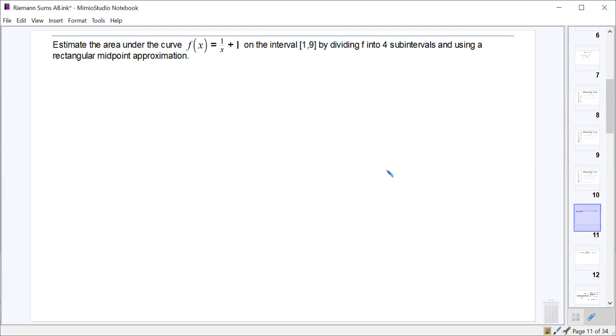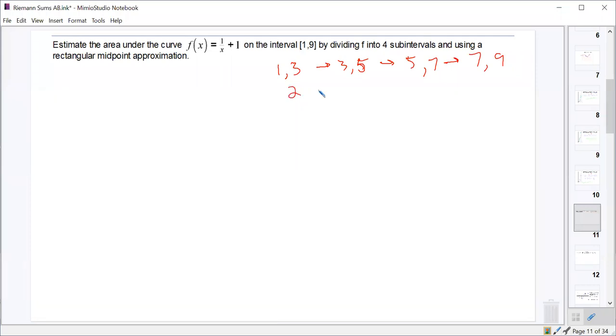All right, let's see if you guys can do that. Ready, go. If we're talking about the interval from 1 to 9, and we want to have 4 subintervals, we ought to have one that goes from 1 to 3, one that goes from 3 to 5, one that goes from 5 to 7, and one that goes from 7 to 9. Everybody agree with that?